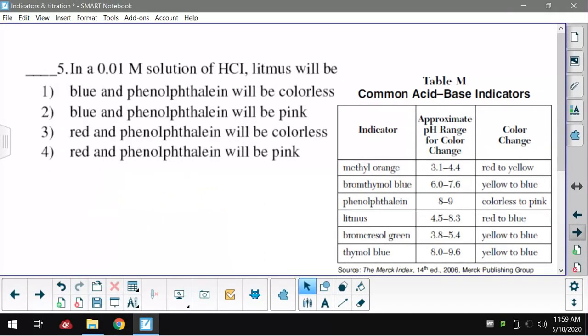So a 100th molar, 0.01 molar solution of HCl, it's an acid. So it says litmus will be, well, in an acid, what happens to litmus? Right, litmus is red in an acid. So you're looking for the litmus will be red, and one of 3 or 4. And then phenolphthalein. Well, in an acid, what is phenolphthalein? Well, phenolphthalein is colorless when it's below 7 or 8. So litmus is going to be red, and phenolphthalein will be colorless. So number 3.